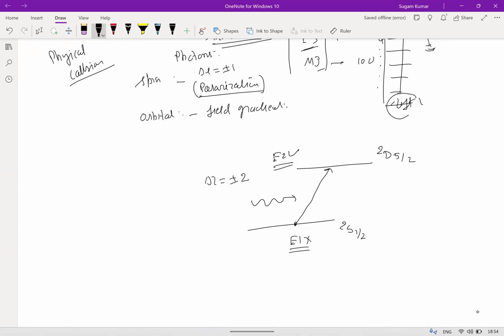Now look at the shape of D. So this D orbital, how does it look? Like this now. This is the electron cloud. And how does the S orbital look? Spherical, correct? So you want to make a transition from here to here. It's not possible.